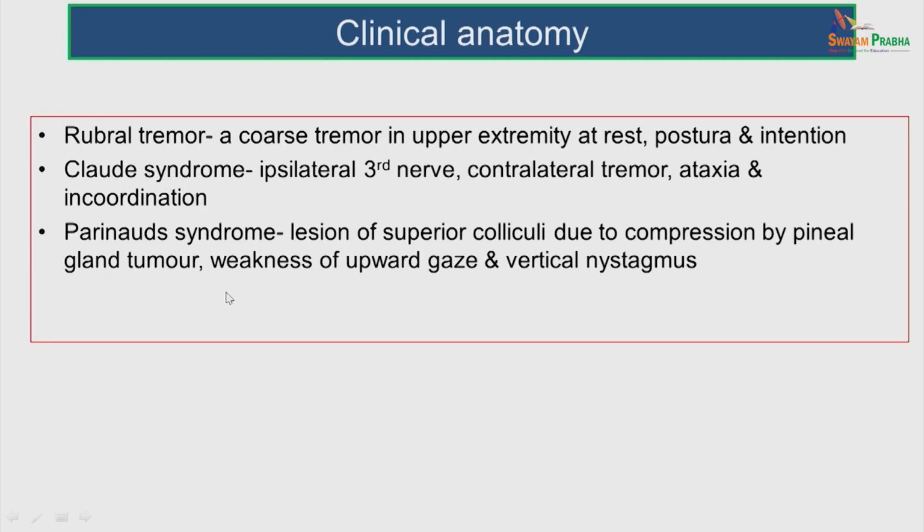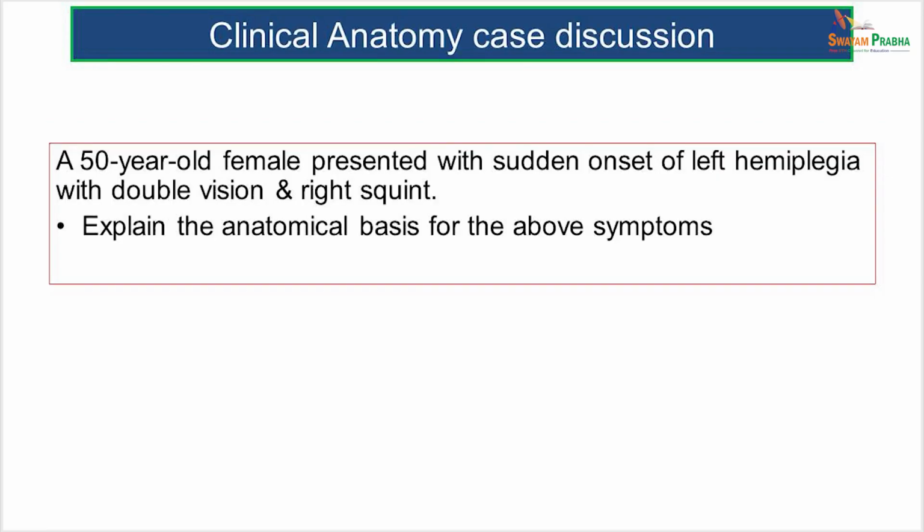And Parinaud syndrome, where the lesion is at the superior colliculi due to compression by a pineal gland tumor. So here what happens? There is weakness of the upward gaze and vertical nystagmus. So we know at the superior colliculi again the third nerve is involved.